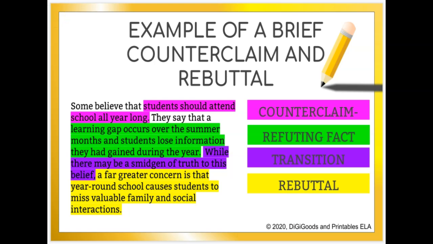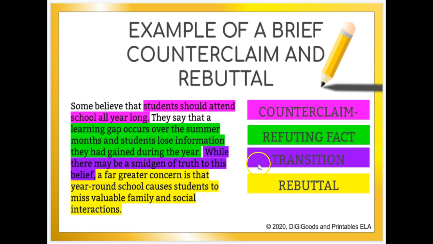Another reason to include a counterclaim in your argument is because people's brains are primed to accept the information that they get first. So if they hear first from you what the opponent is going to say, and you go ahead and dispute that immediately, you're more likely to convince them of your argument.